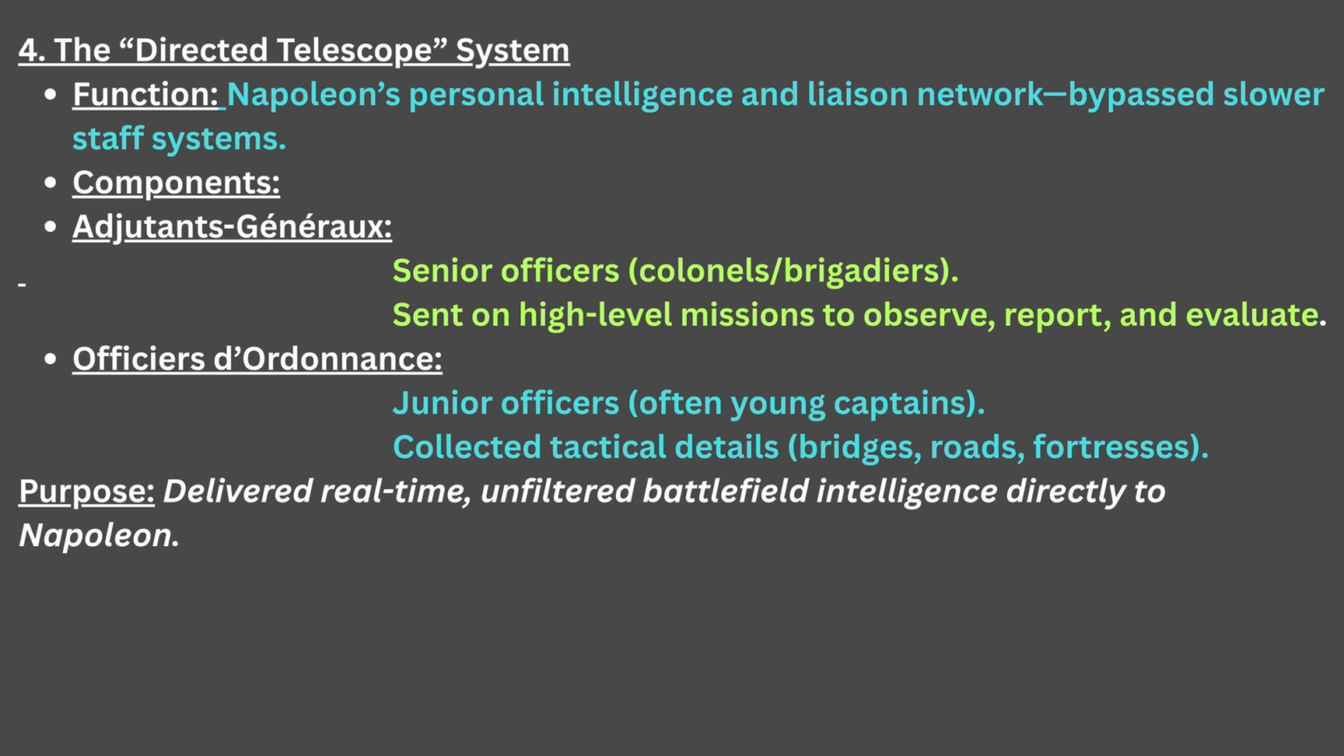3. What was the purpose? The goal was simple. 1. Give Napoleon live updates. 2. Bypass the slower, layered bureaucracy. 3. Enable faster decision-making than his enemies could ever manage. This gave Napoleon a huge edge. He didn't just rely on maps or outdated reports. He had his own people on the ground, feeding him information in real time.